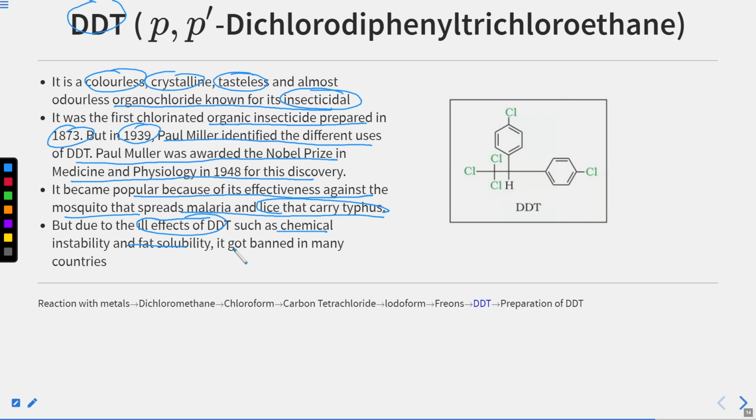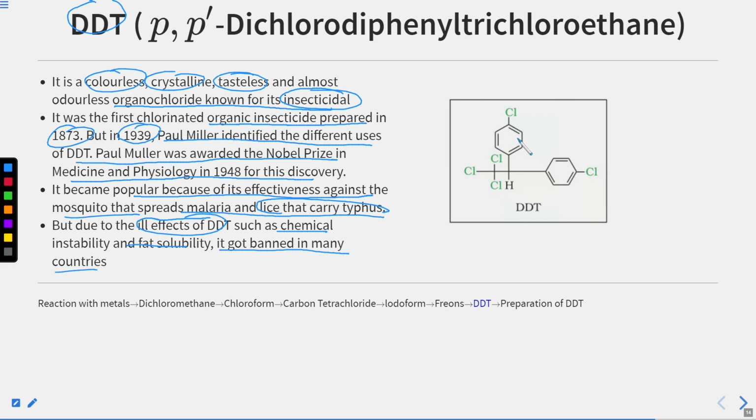Because food contains fat, it can be absorbed into the food, and it can be harmful because it is toxic in nature. That is why it is affecting the mosquito and all. So due to this reason, it got banned in many countries.